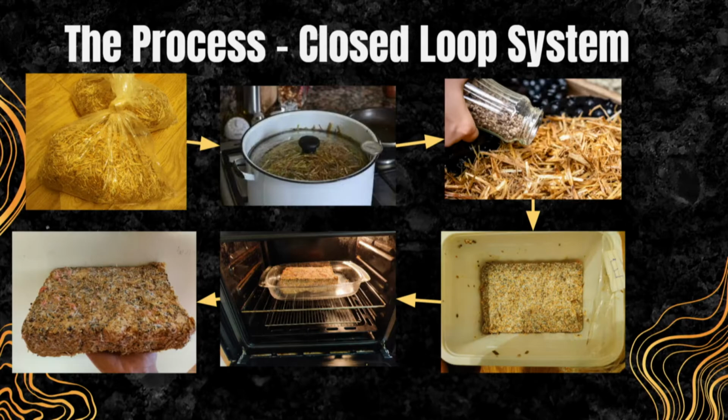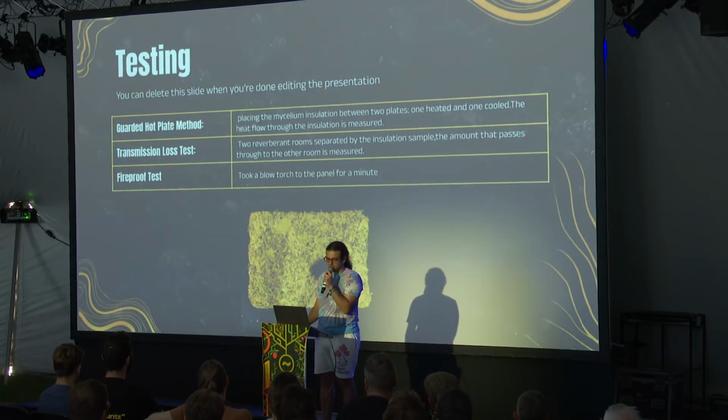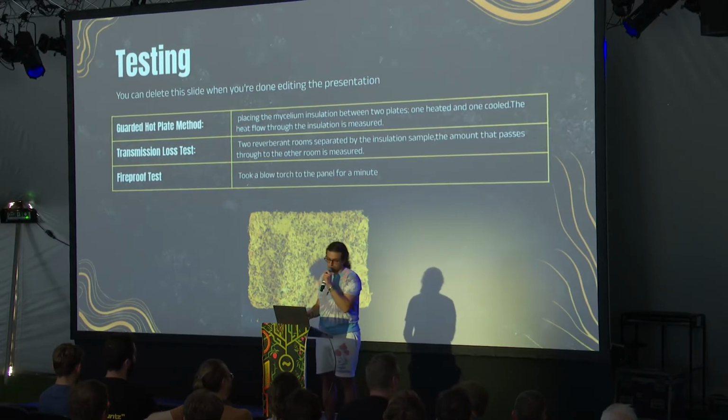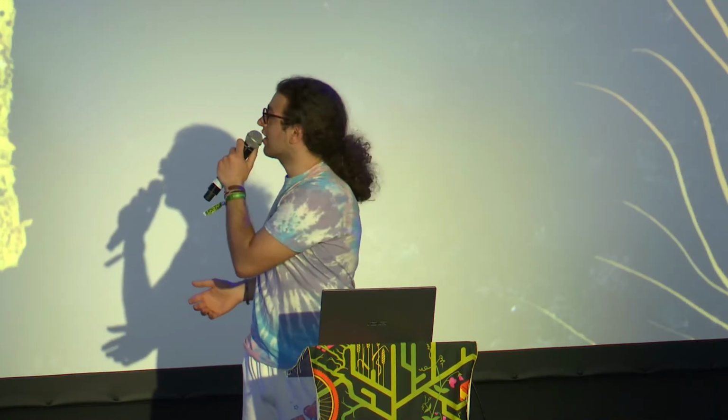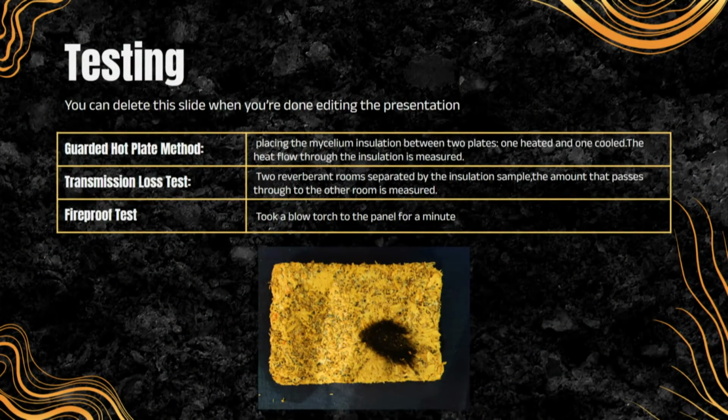So this is a quick process of what I did. Basically, I got some straw, boiled it, sterilized it, got some grain, which inoculated the straw, got this little panel I made, put it in the oven, and here we are. Cool. Tests. I tested this and found out that it actually had better thermal resistivity, and it was better soundproofed. Also, I took a blowtorch to it for about a minute and found out that it's really good fireproofing as well. So this is amazing.